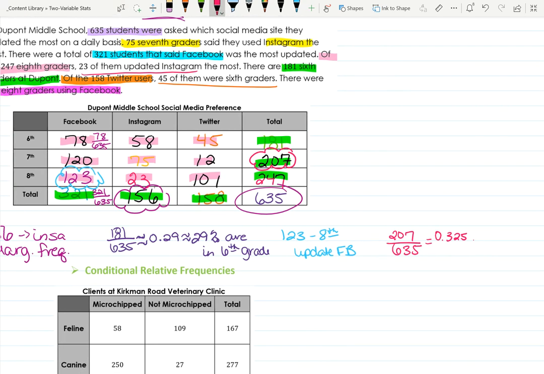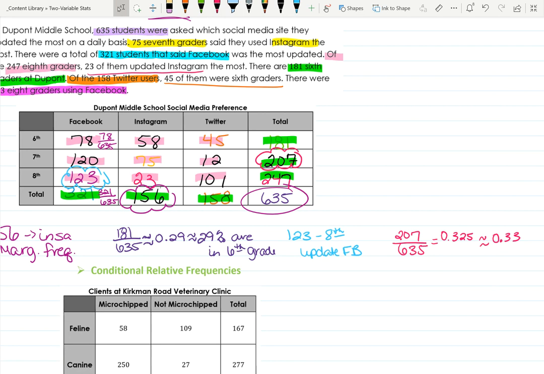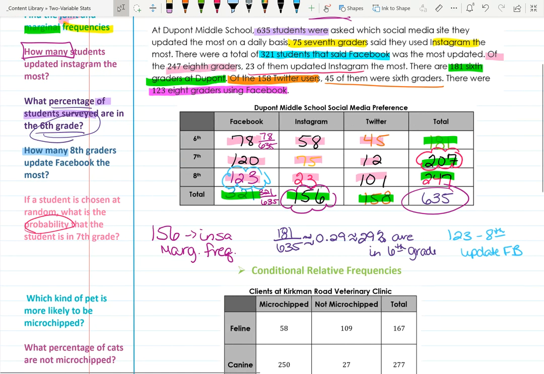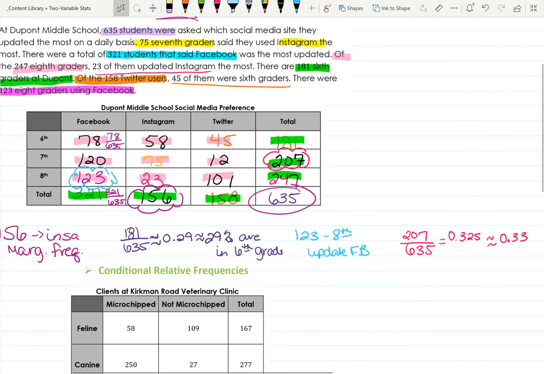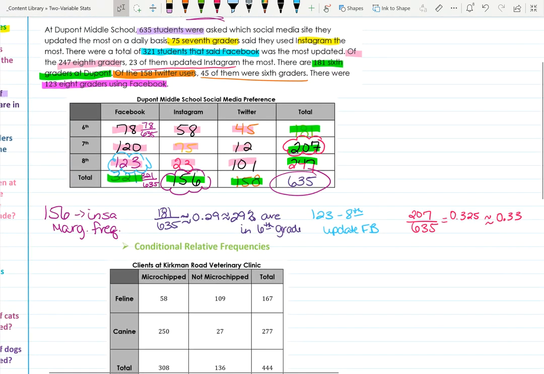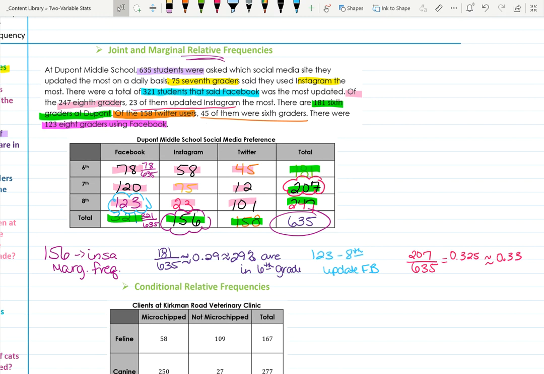So probability, about 33 hundredths, or 33%. They were chosen at random were 7th grade. So when you're comparing two variables, you have to be careful because sometimes they'll ask you things that you'll want to say and answer because you can't look strictly at the numbers.